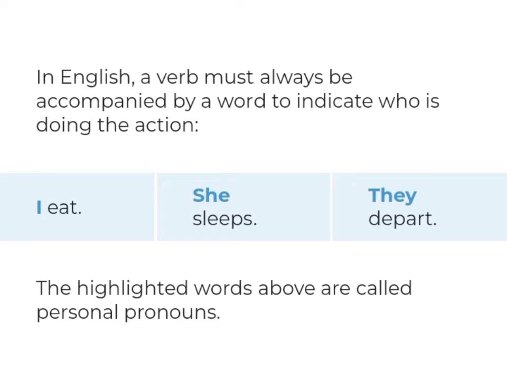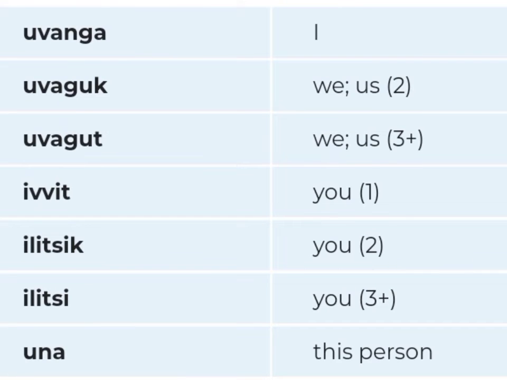In English, a verb must always be accompanied by a word to indicate who is doing the action. The highlighted words above are called personal pronouns. Inuktitut has personal pronouns, although they aren't used as much as in English, for reasons that will be explained. So let's start with the simplest personal pronouns.